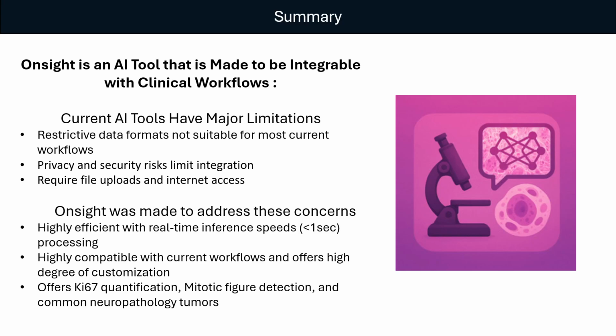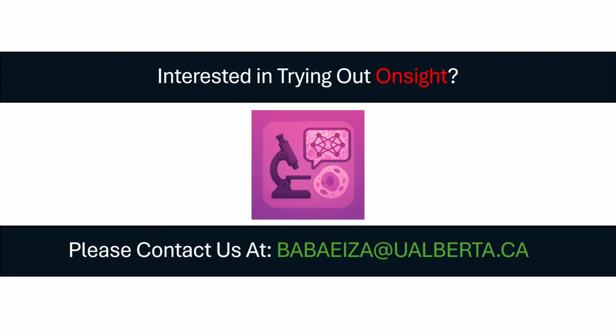So to summarize, current AI models in pathology have major limitations, such as privacy and security concerns, as well as not being in real time. However, OnSight was made to address some of these concerns, being very highly efficient and processing slides in real time in milliseconds, as well as working offline and only on your computer, which means that it doesn't require the transfer or upload of patient data to external organizations.